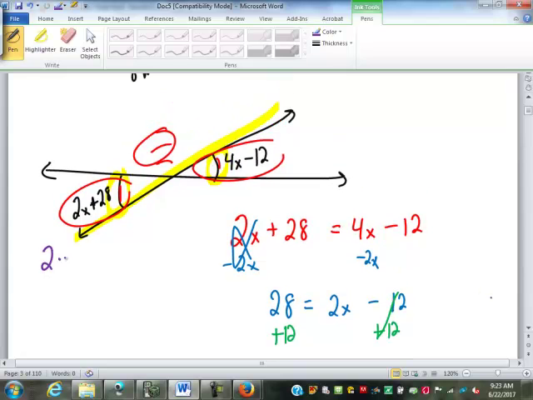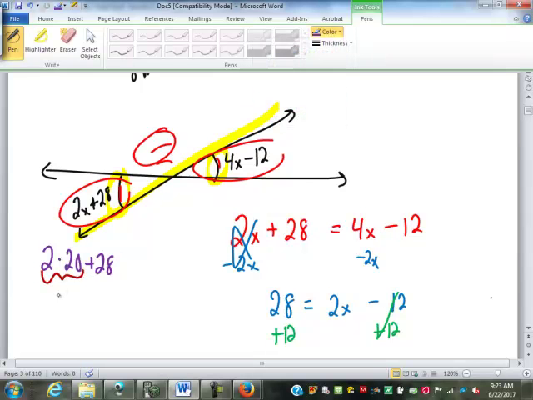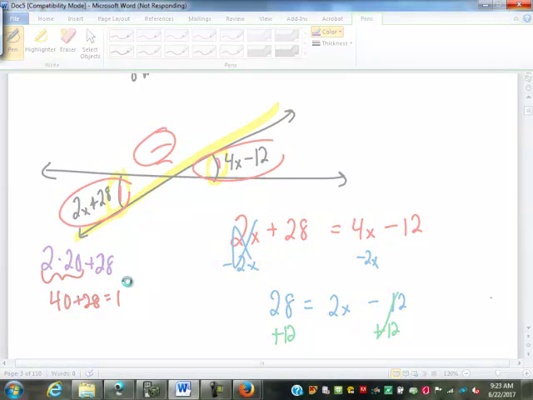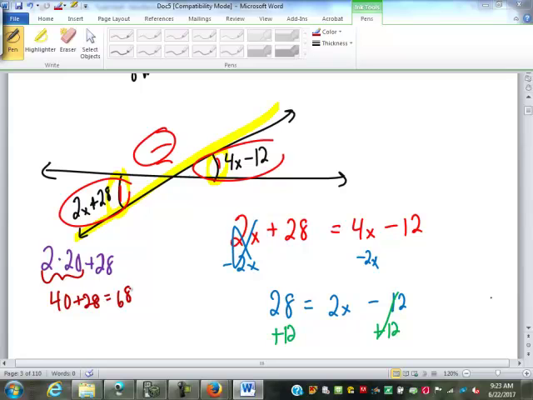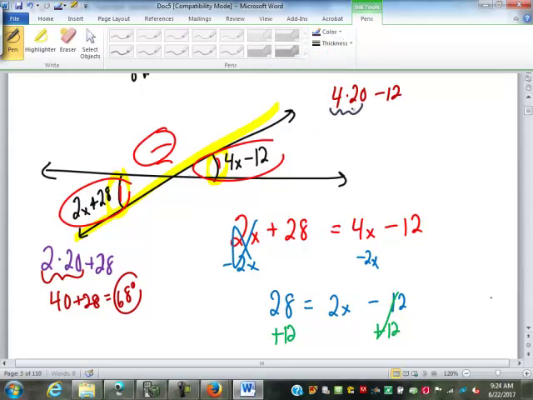So 2 times 20 plus 28. 2 times 20 is 40. Plus 28 is 68 degrees. Then I'm going to do the same over here just to make sure I get the same answer. 4 times 20 minus 12. 4 times 20 is 80. Minus 12 is 68 degrees. So 68 degrees seems to be the consensus there.